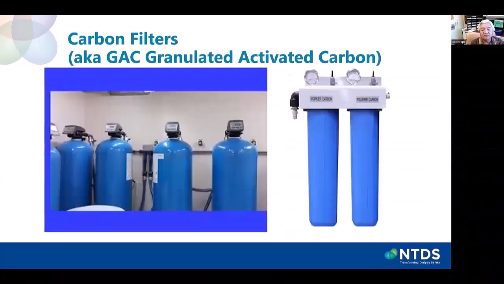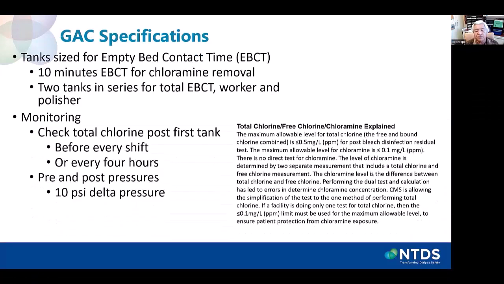Granulated activated carbon is used to remove organics and chlorine from the potable water. Chlorine can destroy components of the water purification system, and chloramine exposure can hemolyze blood. The terms total chlorine and chloramine have been used interchangeably and have been a topic of some confusion. The maximum allowable level for total chlorine, the free and bound chlorine combined, is less than or equal to 0.5 milligrams per liter for the post-bleach disinfection residual test.